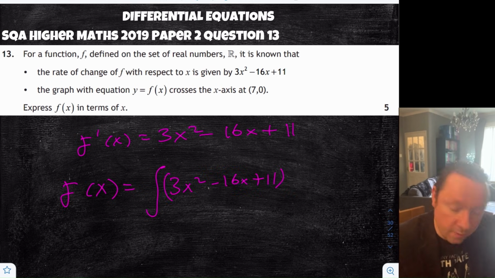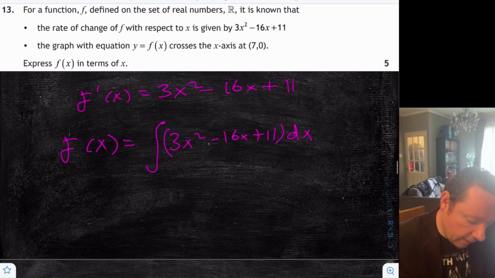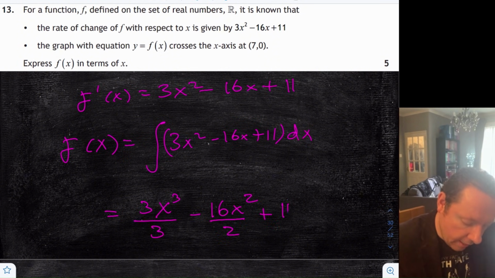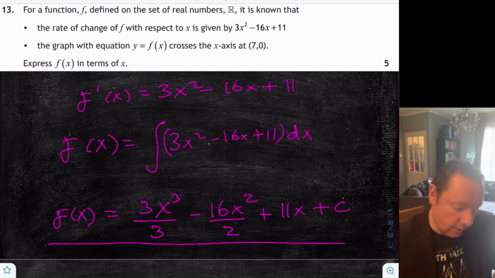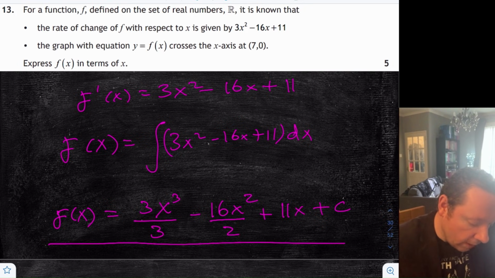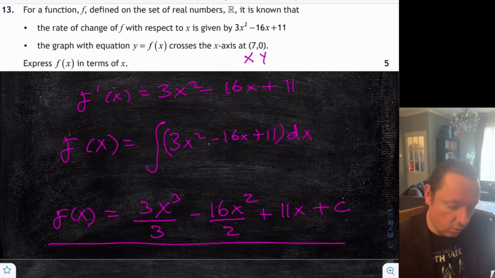And we'll get to the second bit of information to get c in a minute. So integrating that, we get x cubed times 3 over 3 minus 16x squared over 2 plus 11x plus c. So there's our initial step. We can simplify that in a moment, but it tells us that the graph of y equals f of x crosses the x-axis at (7, 0). Well, 7 is x and 0 is y. So we can substitute 0 and 7 into our equation.